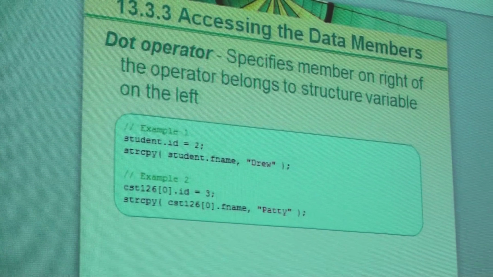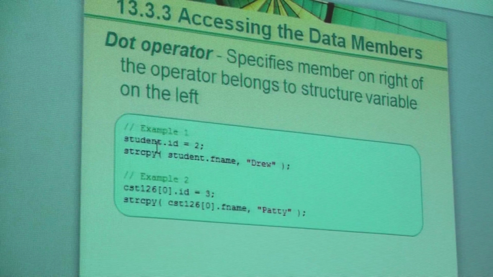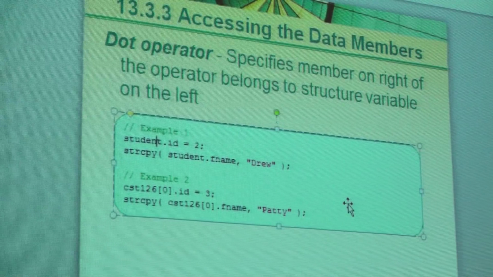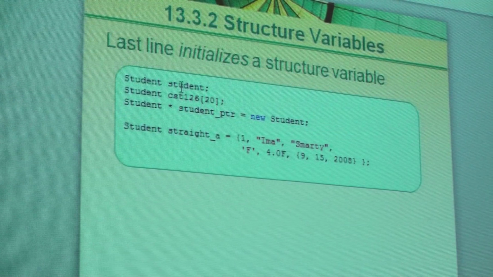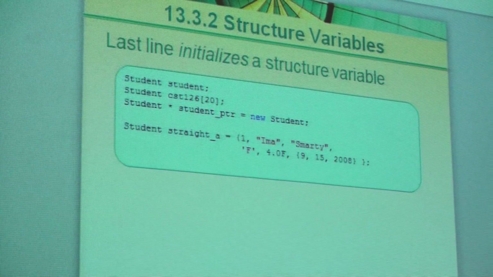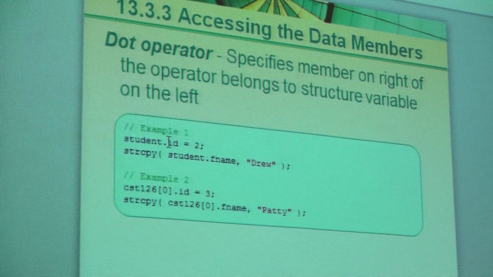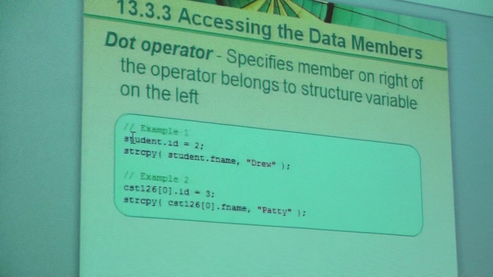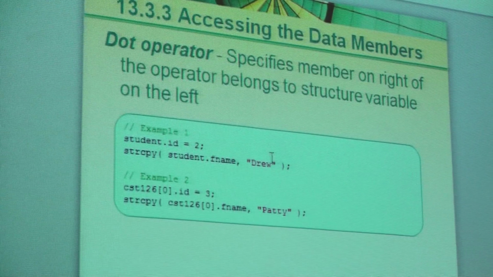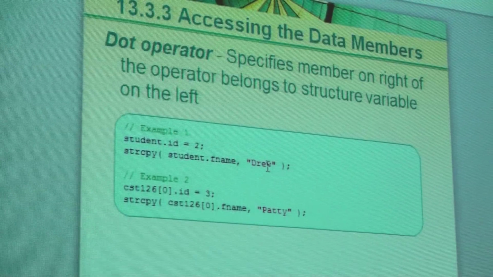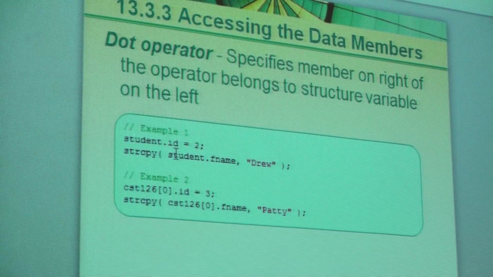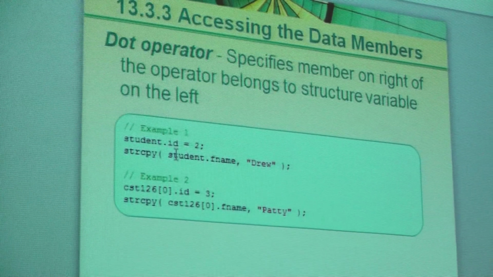So now when we access the data members, here student is assumed to be statically allocated. We had a variable declaration, student. Memory's carved out, fixed, static. So we can assign to the ID member of the student structure. Here we're copying the name Drew into the F name member of the student structure, still statically allocated.